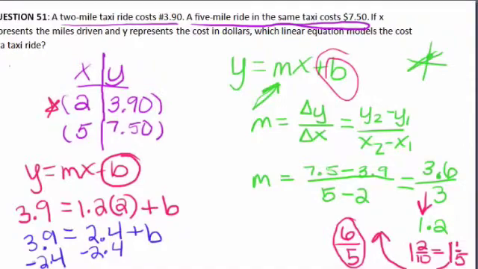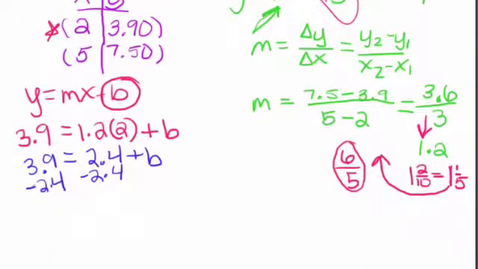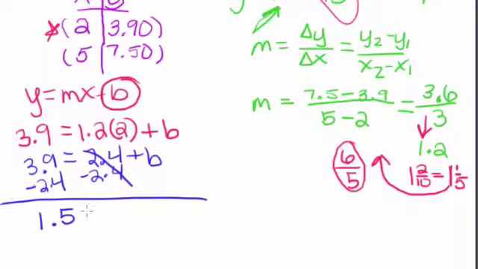3.9 minus 2.4 is 1.5. 2.4 minus 2.4, that cancels out and is 0. So we get 1.5 equals b. So here we go with the question being a little bit evil again. You'll notice in your answer choices, they give you part of the answer in a fraction, and part of the answer in a decimal. But that's okay because we have all the right answers here.